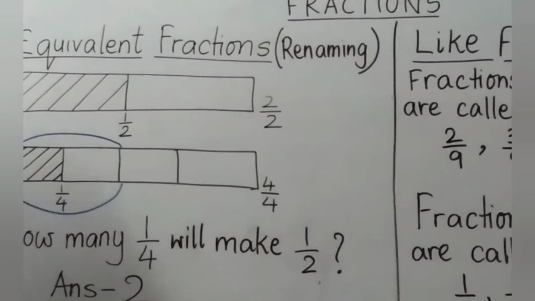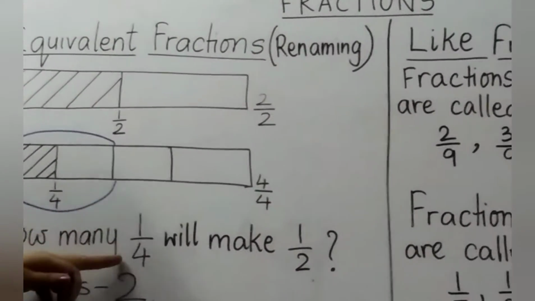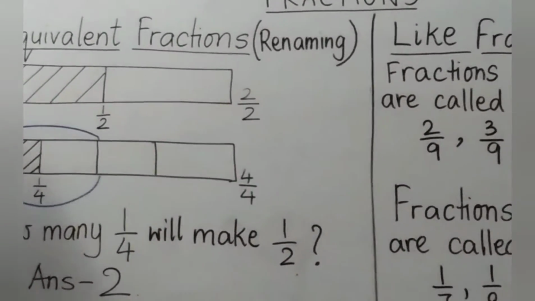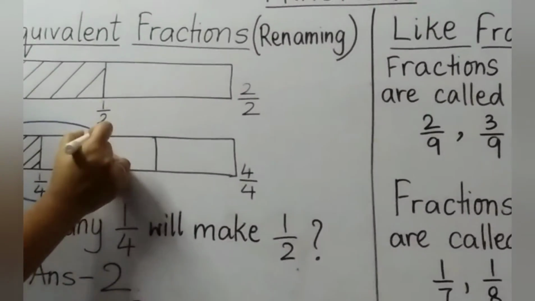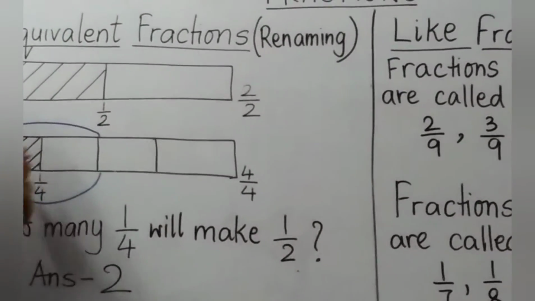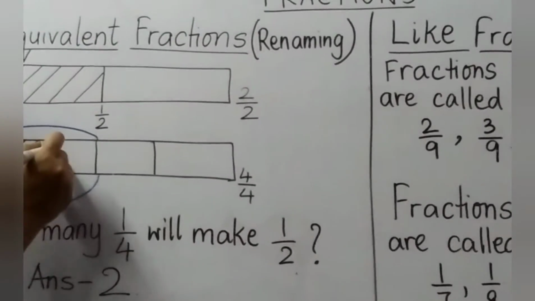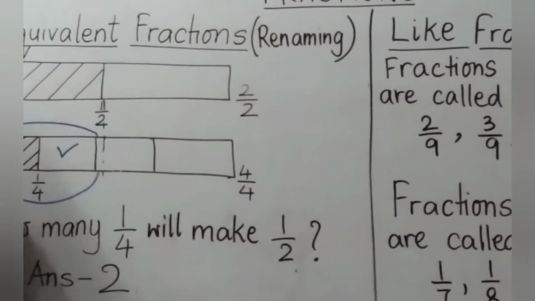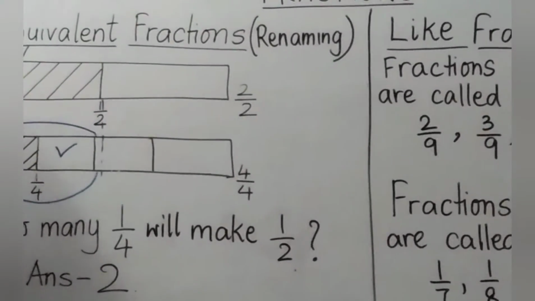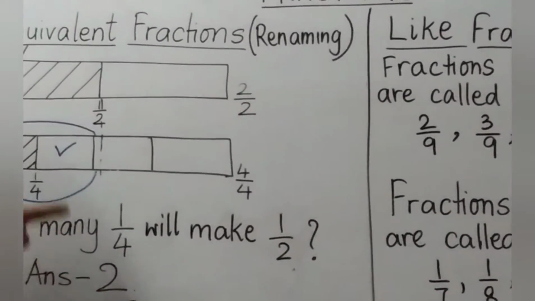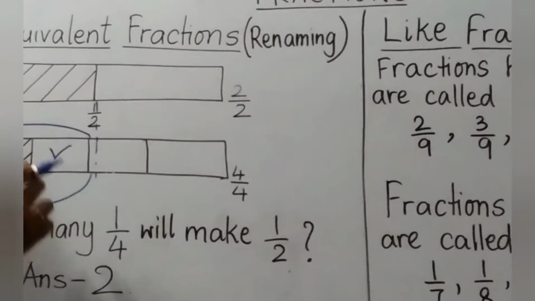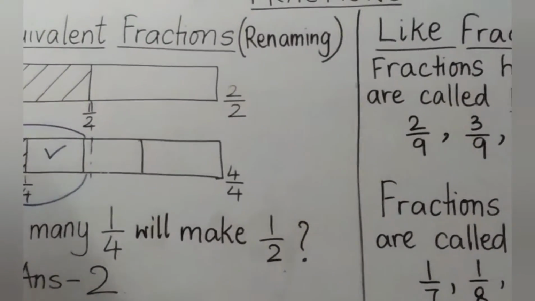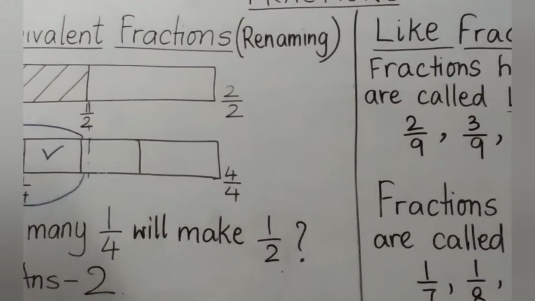Now if I ask you a question, how many 1 by 4 or 1/4 will make half? How will you understand? Just see. Till half, how many parts of 1/4 are there? 1 and 2. Till half. So there are 2 parts. So I can say that 2 parts of 1/4 make half. So the value of 1 by 2 is equal to 2 by 4.